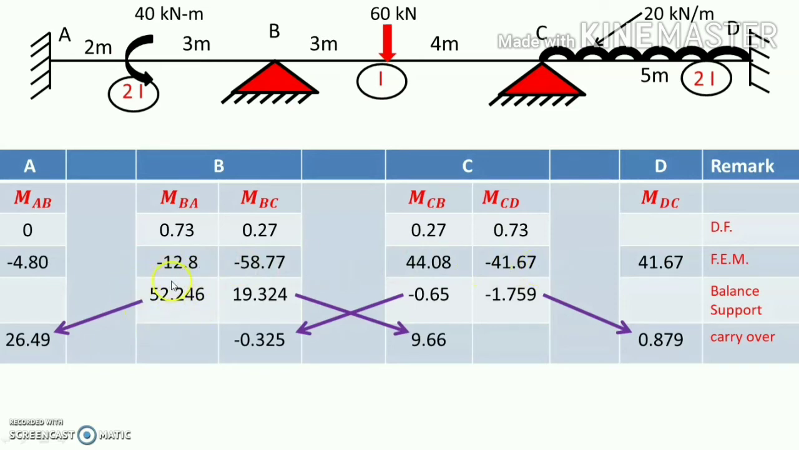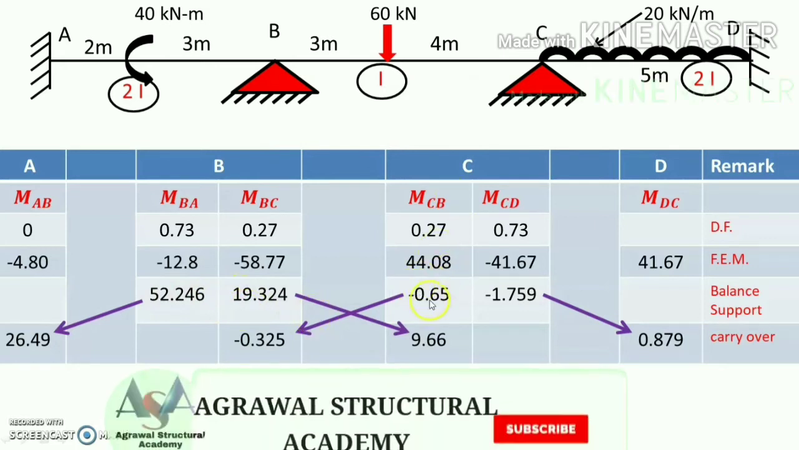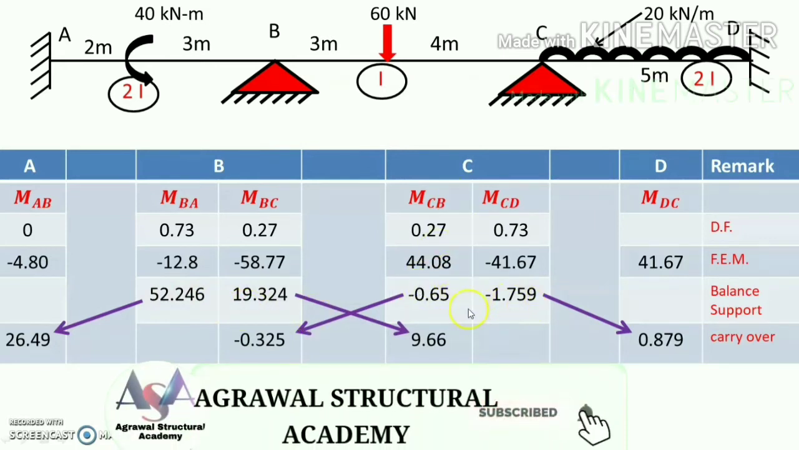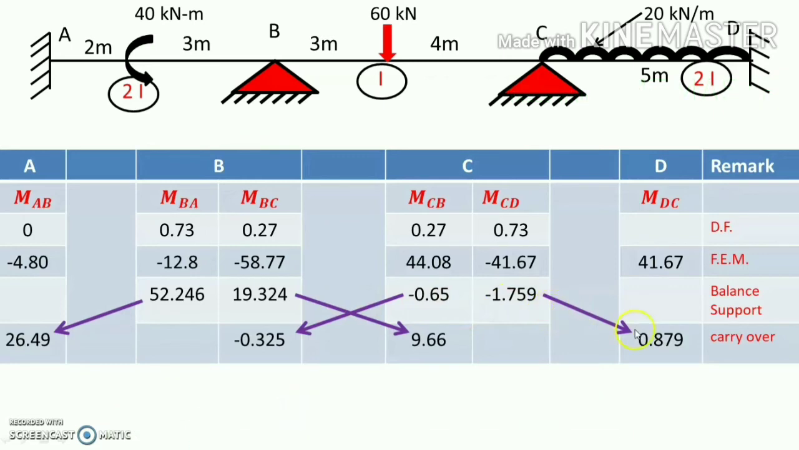Now the next step after the balancing is the carryover. Carryover occurs when the far end is fixed. So at BA, A is a fixed end. So carry over half. During the carryover, the direction of the moment is the same, but the magnitude is half. So here is a half carryover to A.